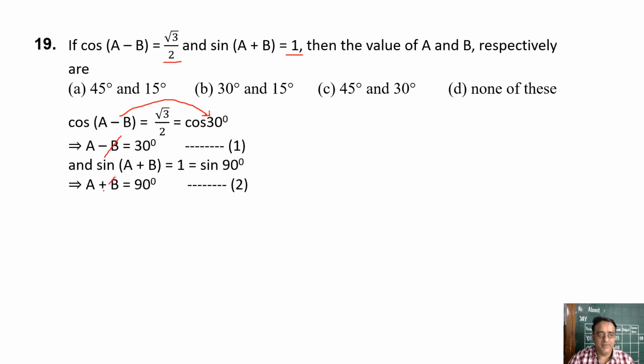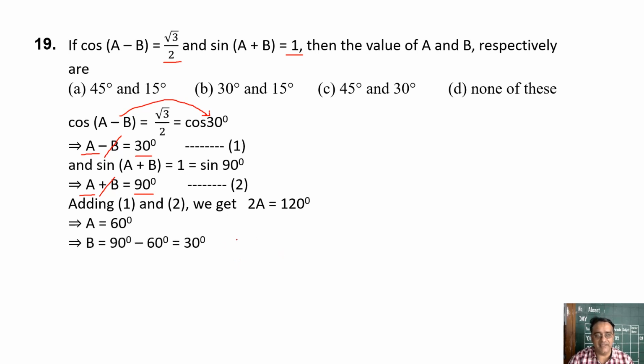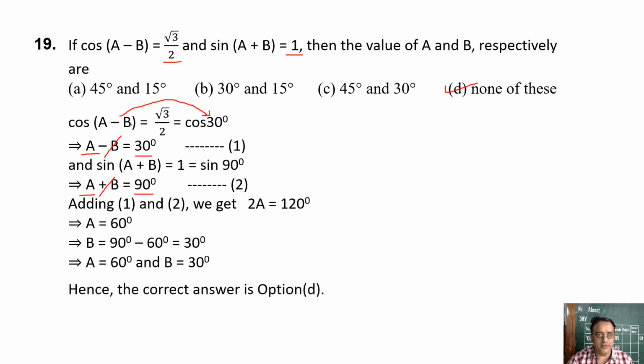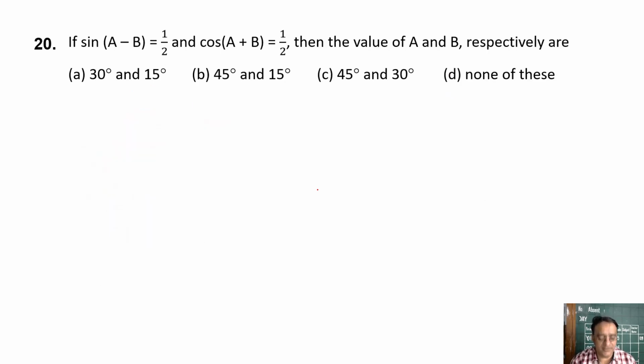If you add, you will get a plus a, 2a is equal to 120. So what is the value of a? 60 degree. And you will get b is equal to 90 minus 60, that is 30 degree. So we got two values, 60 degree and 30 degree. So which option is the correct one? Option D, because that option is not here. Now we are moving toward the last question of today's session.